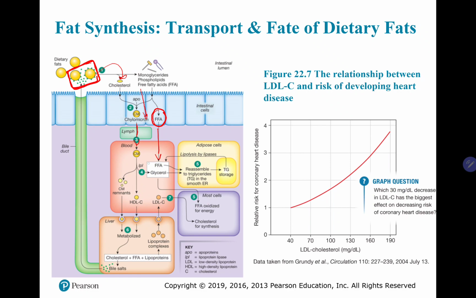But when that fat gets into the blood, we're able to synthesize our HDL. HDL is high density lipoproteins. We typically get LDL, low density lipoproteins, from our meals.